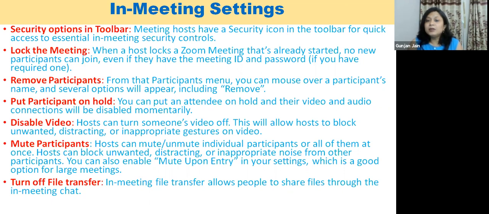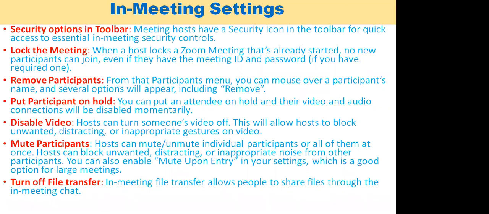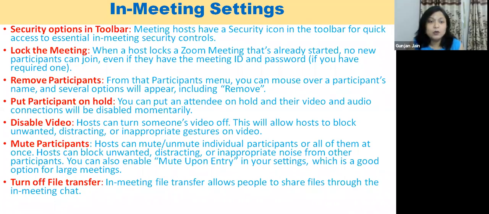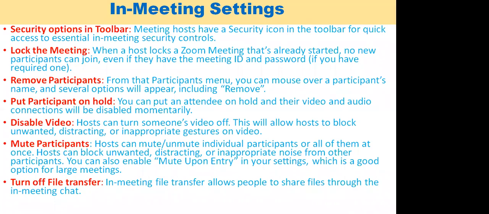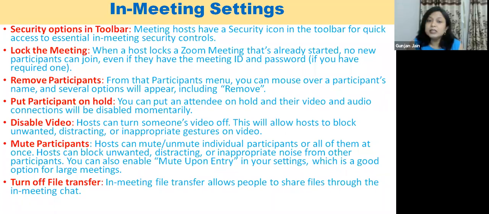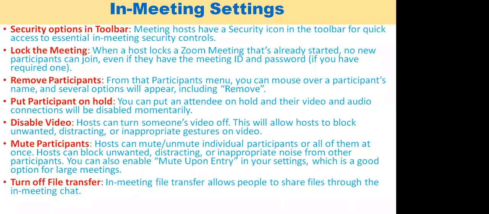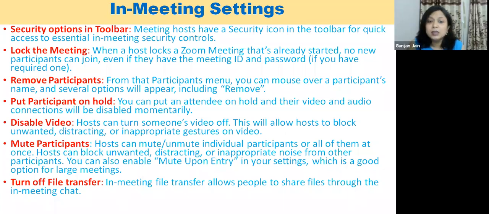Then put participant on hold. You can put a participant in the waiting room. It is just like sending a student out of the class for 10 minutes. So any mischievous child can be sent to the waiting room and can be taken in after 10 minutes. Then disable video. If you find that any of the students is making some inappropriate gestures or is just disturbing the other class, distracting the other class students, you can disable the video of that particular participant.